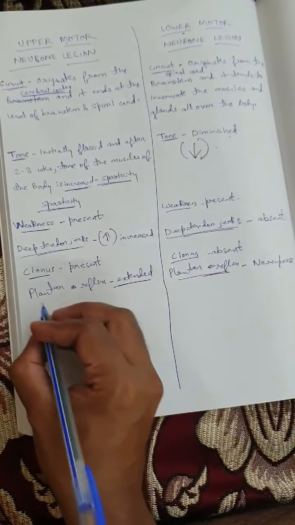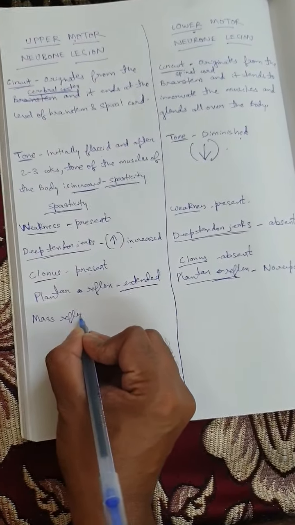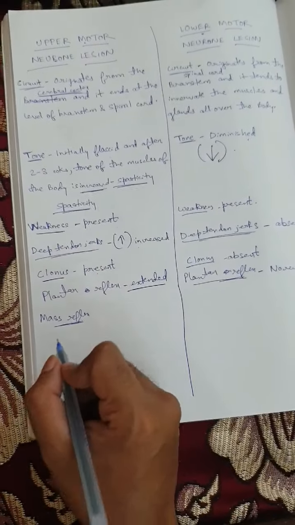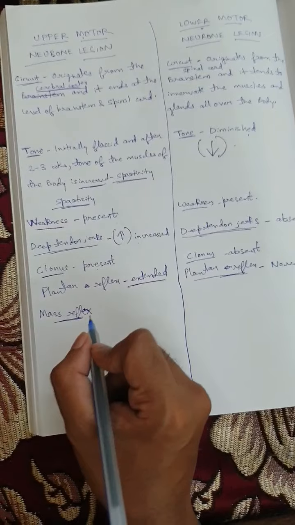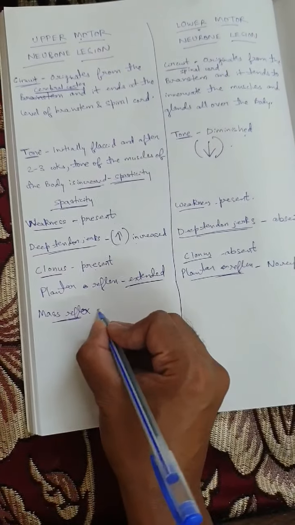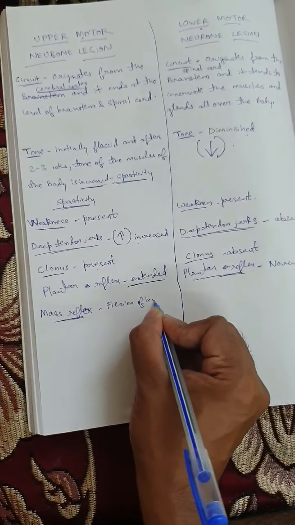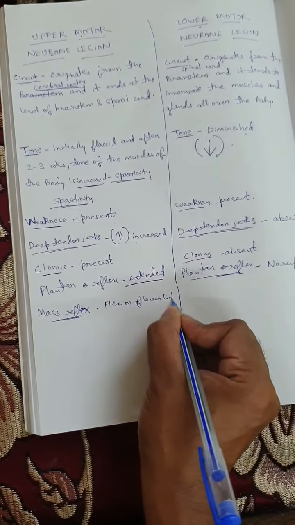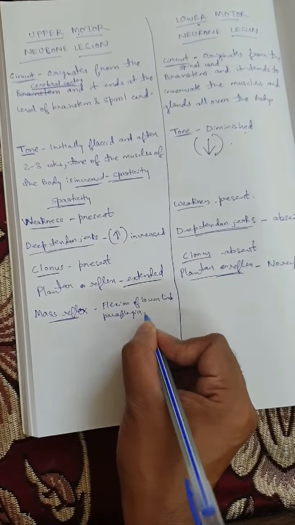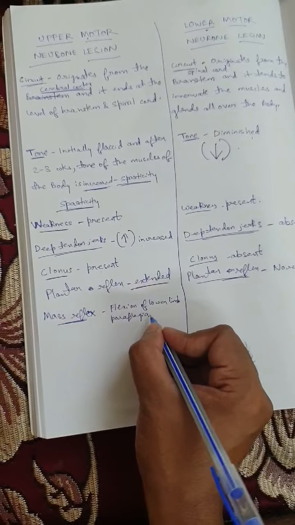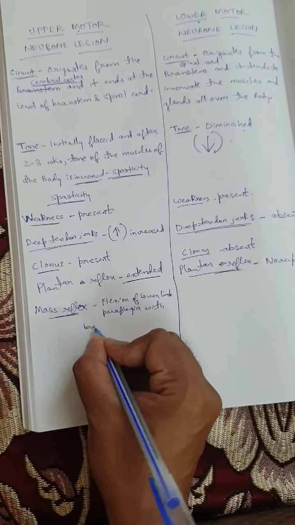Now the next subtopic, that is the mass reflex. Now, what is the mass reflex? It is a triad, and under that we see the flexion of lower limb, paraplegia with bowel and bladder evacuation. We will be covering these topics in our subsequent classes.